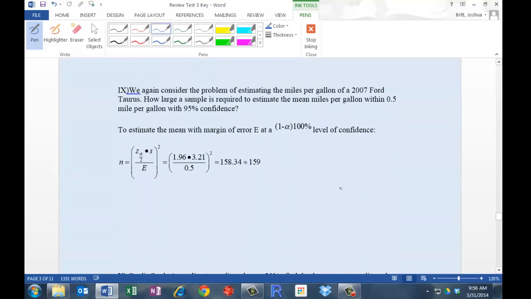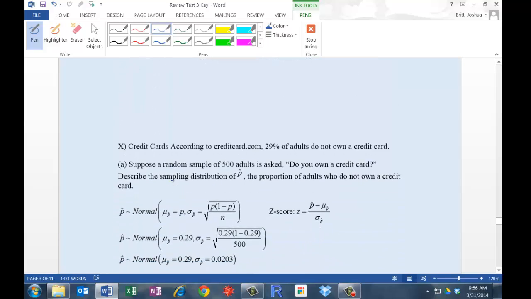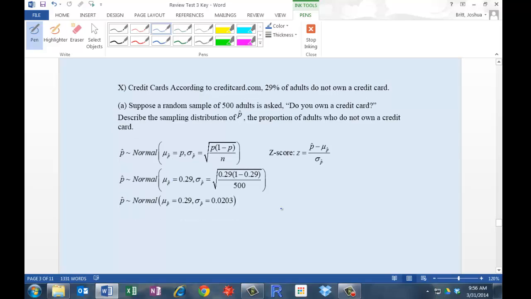Okay, so now we have another sample size. We want to estimate the true value within 0.5 miles per gallon with 95% confidence. So we use the formula here. Sample standard deviation from the data set above is 3.21. Z alpha by 2 is from table 5, and then the margin of error is no more than 0.5 miles per gallon. 59. Okay. Now we look at the distribution of credit cards.